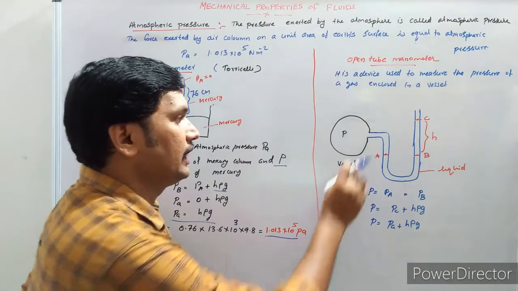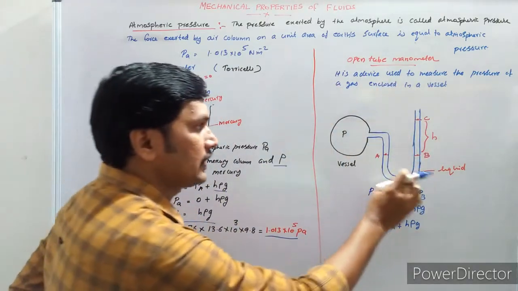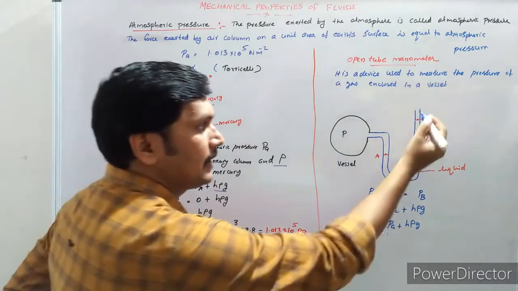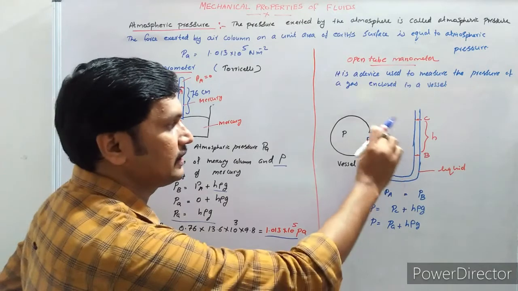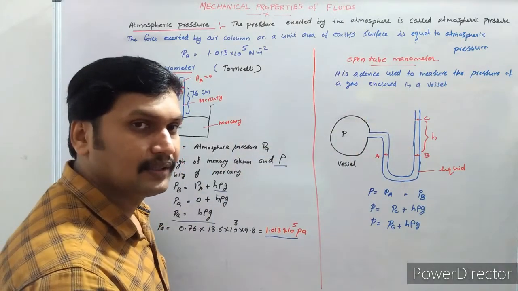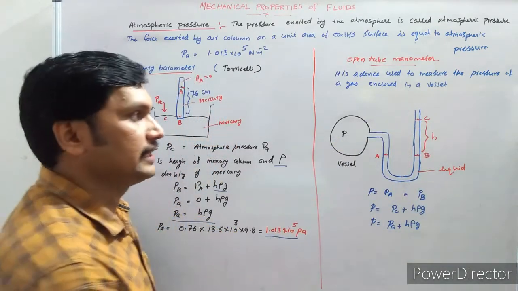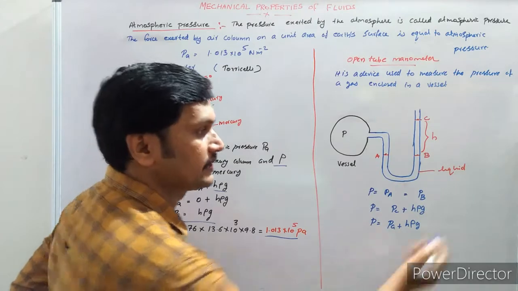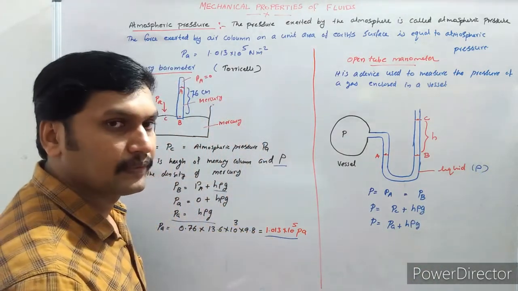This is nothing but a U-shaped glass tube open to the atmosphere. One end is open to the atmosphere and the other end is usually connected to the vessel where we want to measure the pressure. And usually this glass tube is filled with some liquid, say a liquid of density rho.